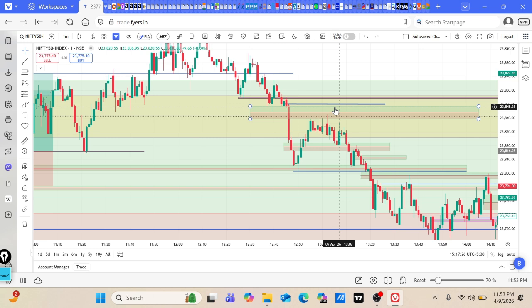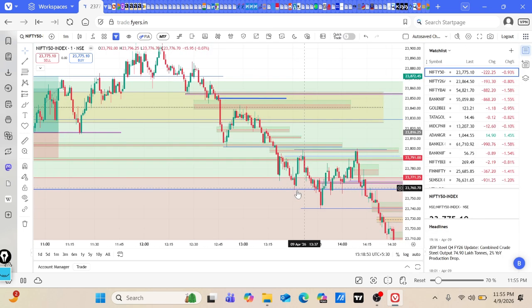Because there is the previous day low, and this is the SSL, sorry, today's low, and this was my SSL. So I just waited over here, and I exited all my position, and I made almost again 11,000 rupees over here, and this was a really very good trade.